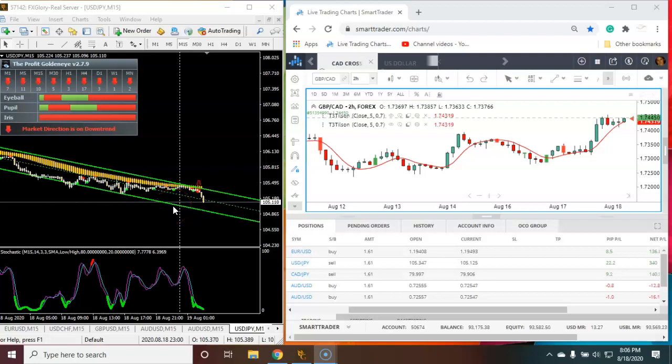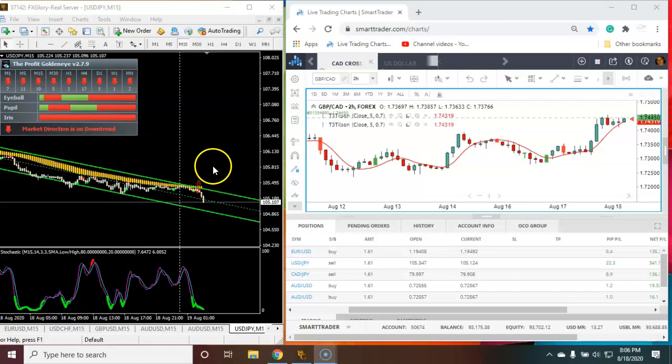Hey guys, it's Roberto. It's Asian session on the 18th of August. I'm going to try sending these trade signals using the Smart Trader platform on the right-hand side, the Onyx, the MT4 platform showing the GoldenEye and Onyx scalper on the left.